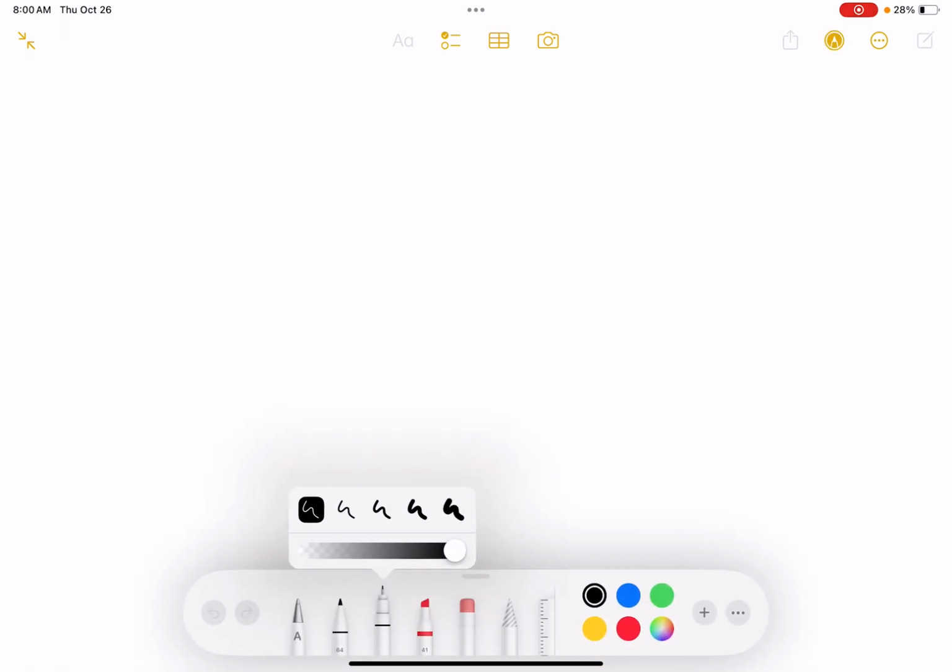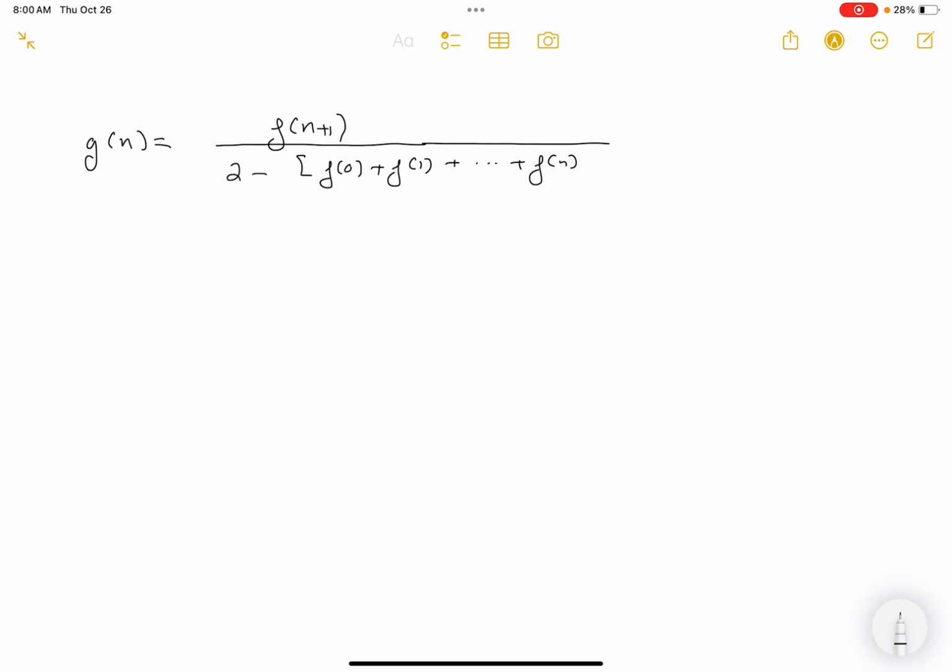So the first thing to write down is just what the function is. All right, let's write this over here. And g of n is equal to f of n plus 1 over, and the bottom is 2 minus f of 0 plus f of 1 plus yada, yada, yada, and it goes all the way up to f of n. Then they tell me what f is. And they take f of x, by the way. f of x is equal to x over 2 to the x power. And I'm writing without negative powers.